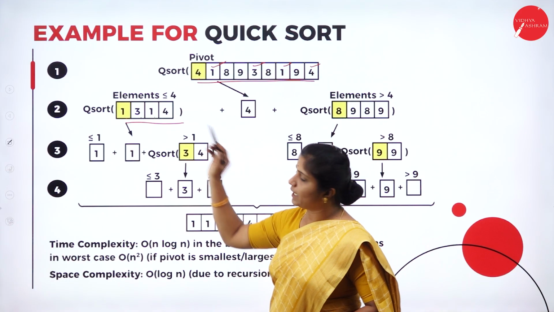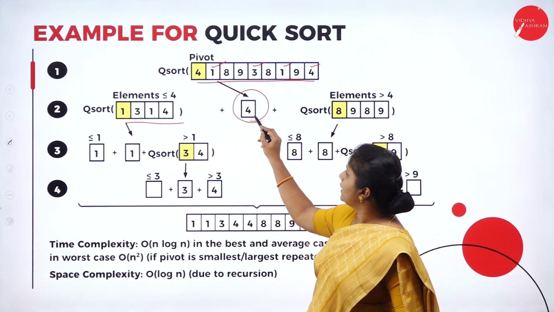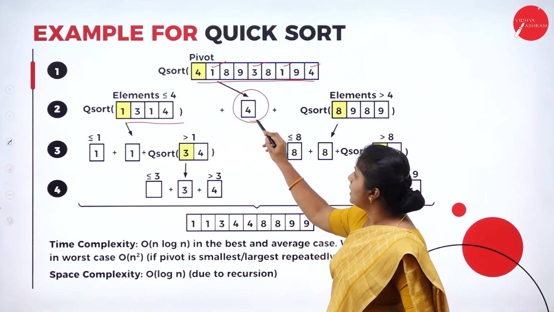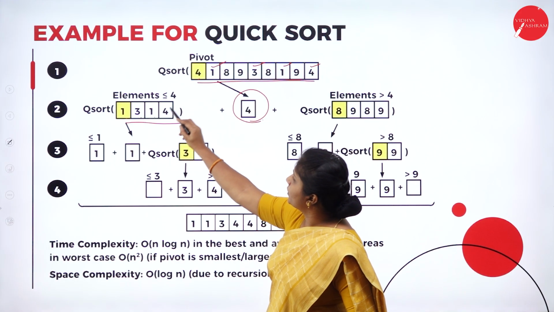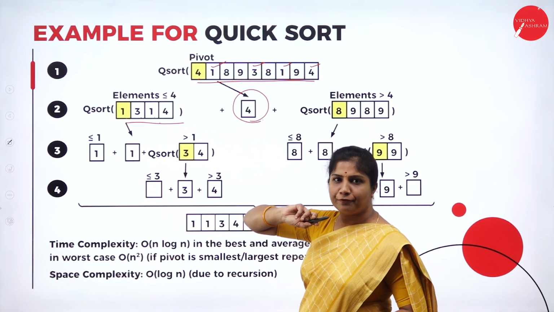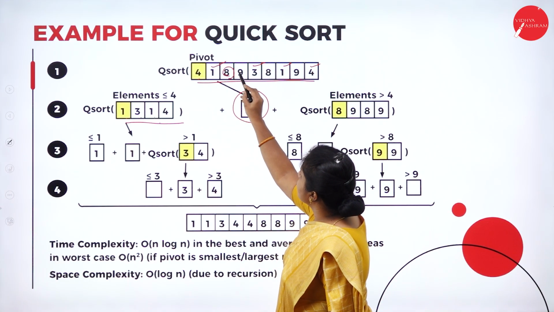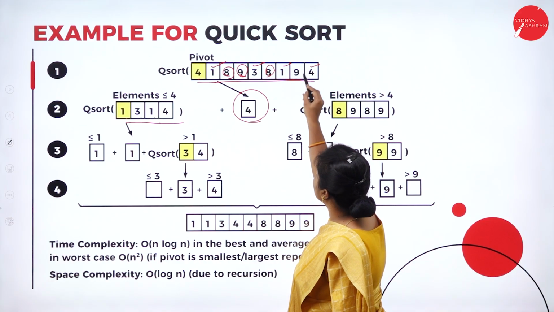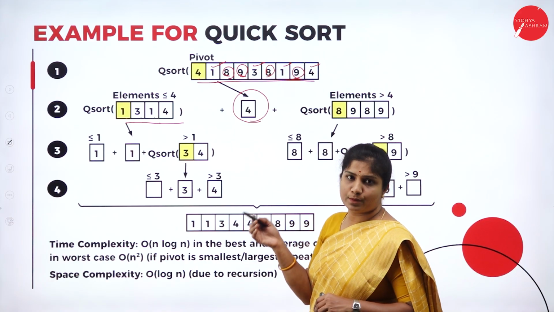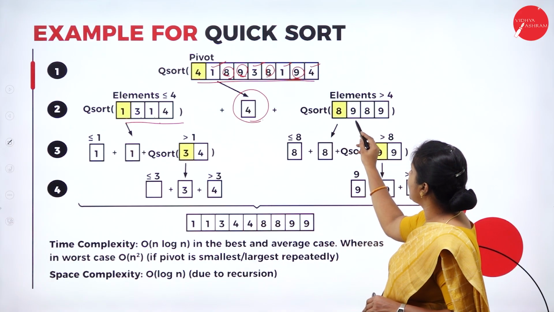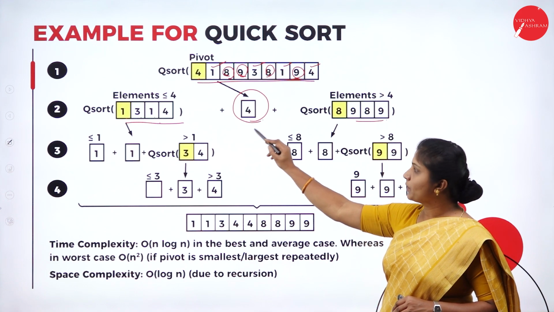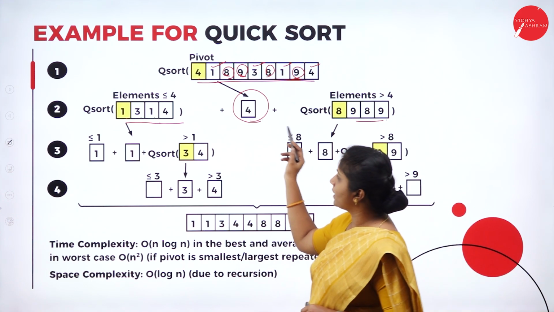These are placed on the left of the 4. So here 4 is the pivot element, and those lesser than the 4 are placed on the left of the 4. Then you can see 8, 9, 8, 9. These are greater numbers than the 4, hence they are placed on the right of the 4, that is the pivot element.